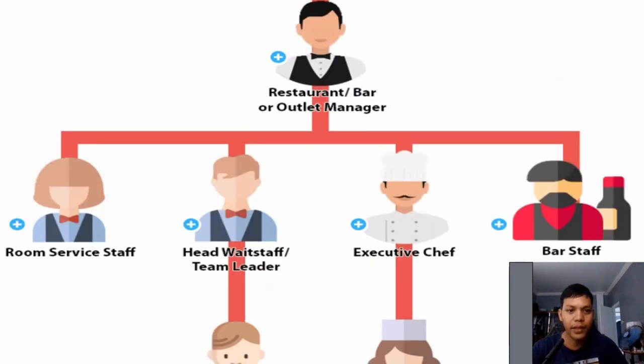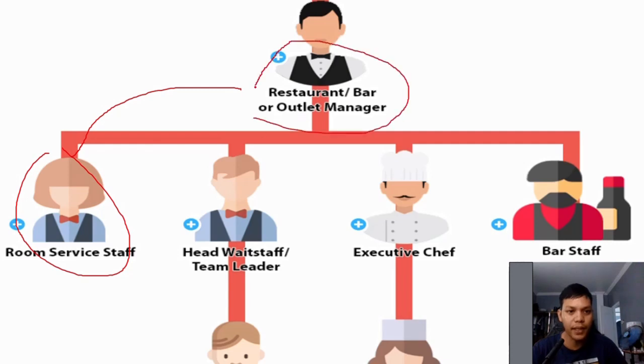Now under the restaurant, bar, or outlet manager, we have the room service staff. There are 4 personnel under this designation or job title. The food service staff also include the head wait staff or team leader, the executive chef, and the bar staff. So let's start with the room service staff first.